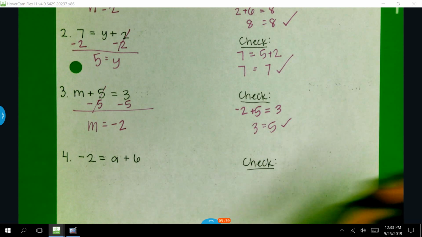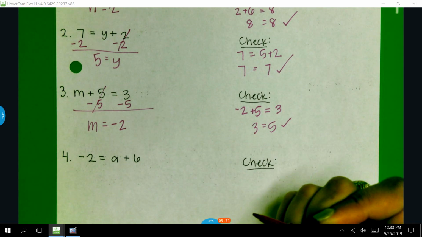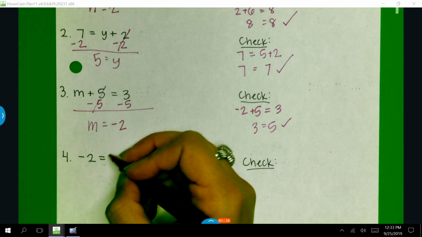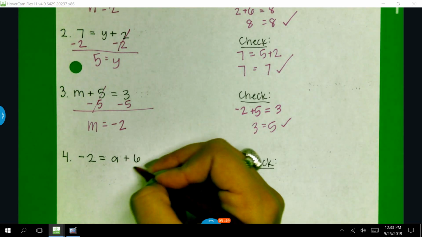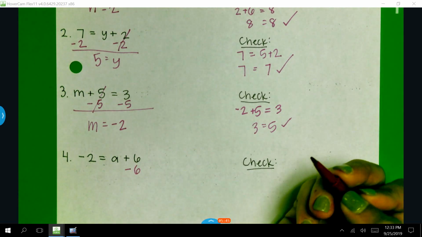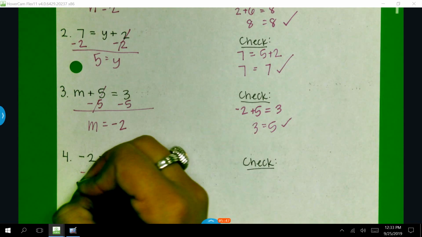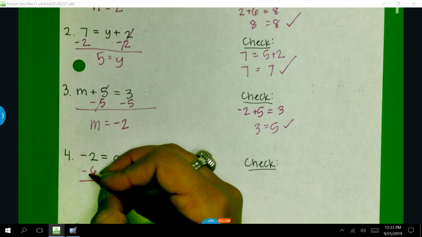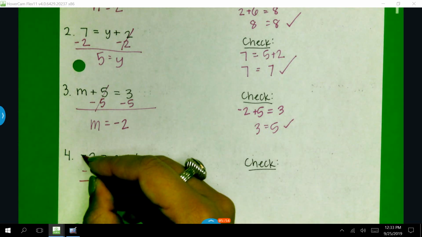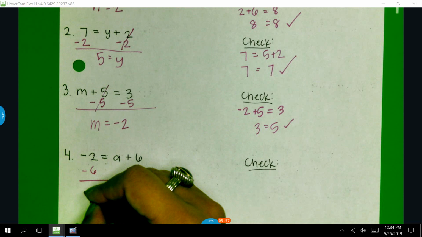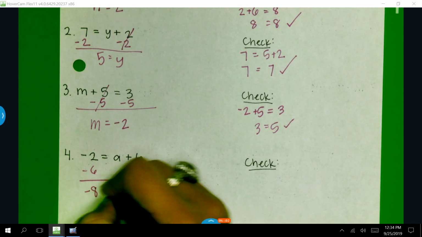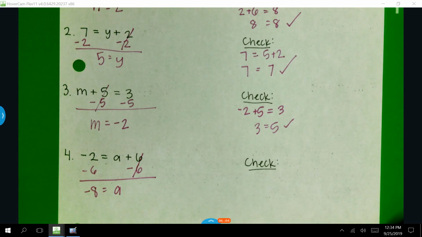All right, what about number 4? Negative 2 equals a plus 6. What do I need to do? Remember, I want to get a by itself, so that means I need to do something with this number. Subtract 6. Need to do the opposite, so subtract 6. So what is negative 2 minus 6? Negative 8. Remember, that's the same as saying negative 2 plus negative 6. So negative 8 equals a.